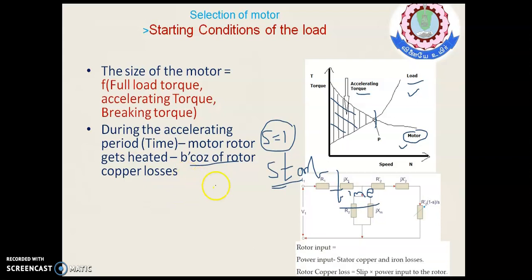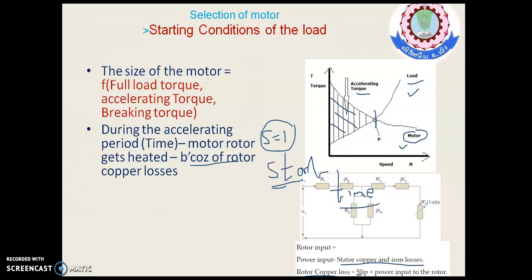So next, you need to understand a few more things also. The rotor input is nothing but the power input to the stator minus stator copper loss and iron losses. The other thing is that rotor copper loss is equal to slip times the power input to the rotor, and then there is the developed power on the rotor. So this is with respect to the rotor.